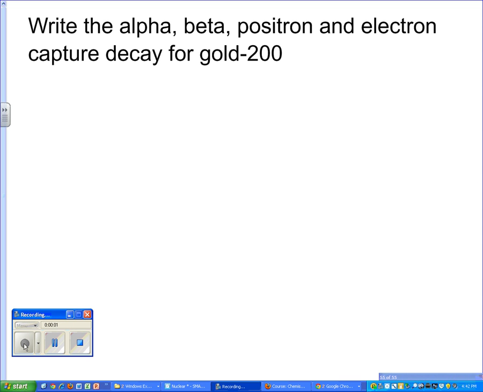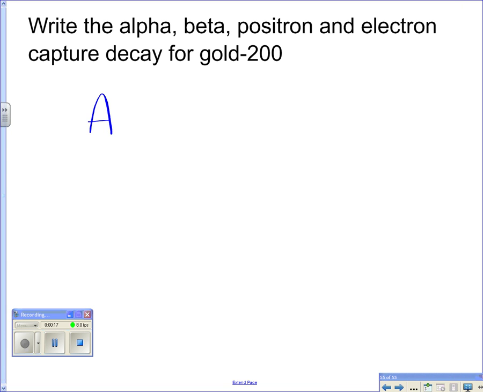This video will illustrate the different decay series, or the decay processes, for gold with a mass of 200. Now, these are not necessarily natural decays for gold, which is a good thing. But to start off with, I would have gold, so I know that I would have the element Au, and its mass is 200, so that goes on the top. So write the mass number on top. And then I need to look up Au on the periodic table, and I see that it has an atomic number of protons of 79.